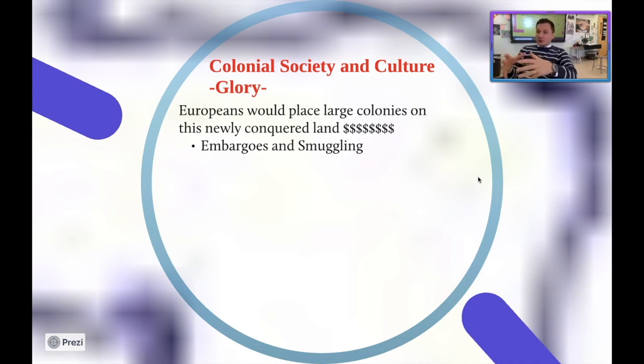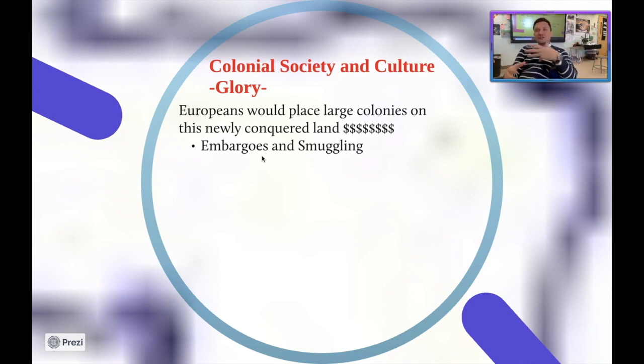Now, an interesting little part about this is that the Spanish also passed laws on those colonists saying that they could only trade with Spain. So this is what's called an embargo, right? What I mean by this word embargo is the Spanish are saying to their colonists, you may only trade or buy items that are coming to and from Spain, okay?